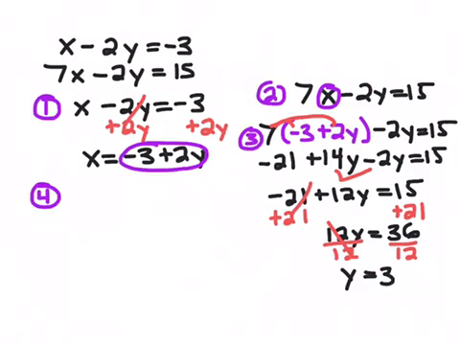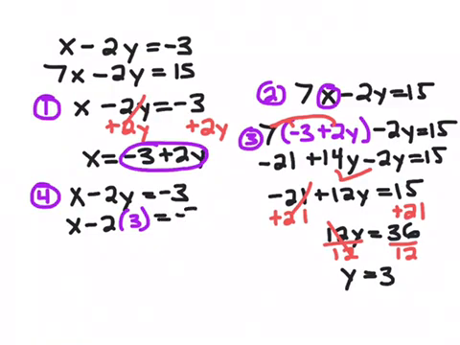Okay, let's see how we did. So now we're going to plug it back into our other equation. So we could go x minus 2y equals negative 3. So x minus 2 times 3 equals negative 3. Negative 6 equals negative 3. Inverse operations, adding 6 to both sides, resulting in x equals 3.